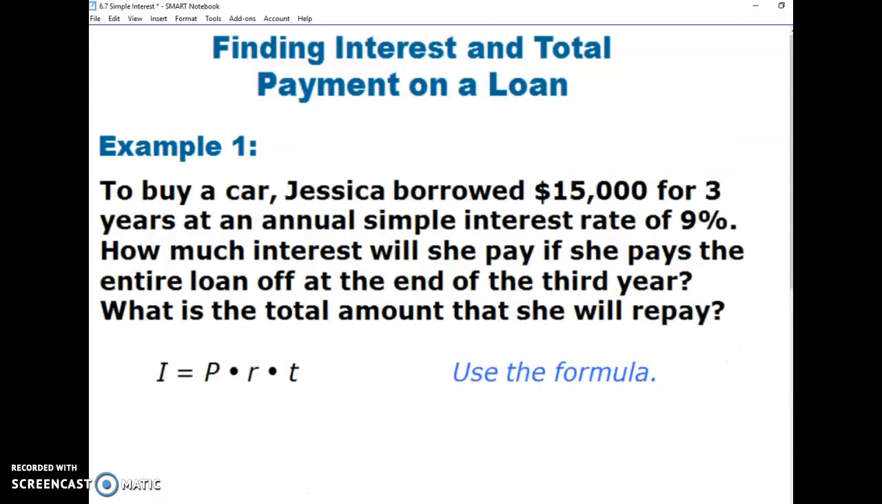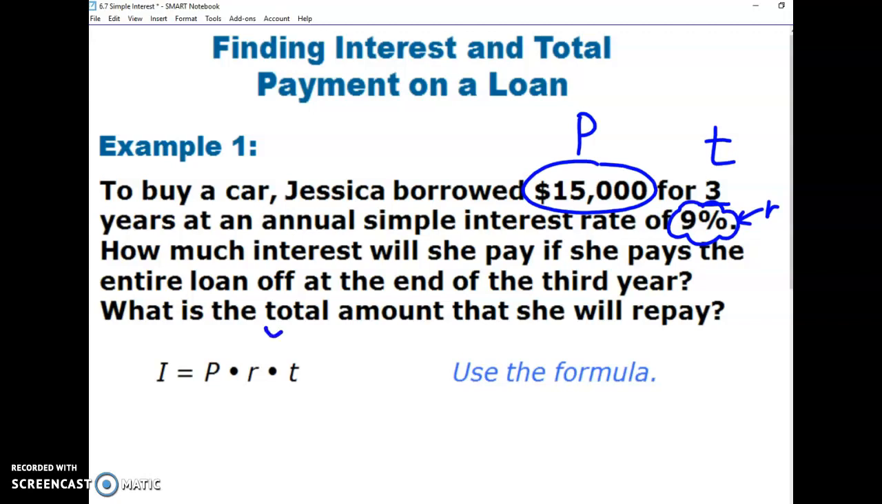So here's an example. To buy a car, Jessica borrowed $15,000 for 3 years. So this right here is going to be my principal. She did it for 3 years, so that's going to be my time, with an annual simple interest rate of 9%. This is going to be our R. How much money will she pay if she pays the entire loan off at the end of the 3rd year? What is the total amount that she will repay?